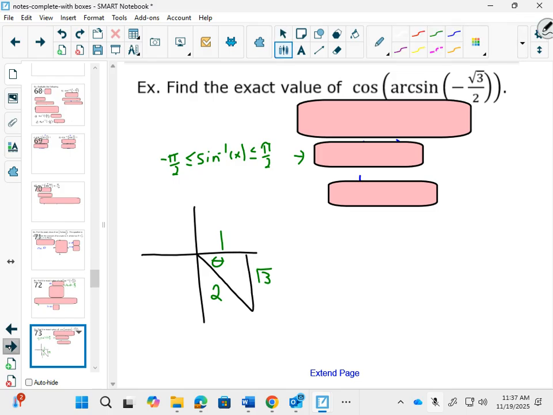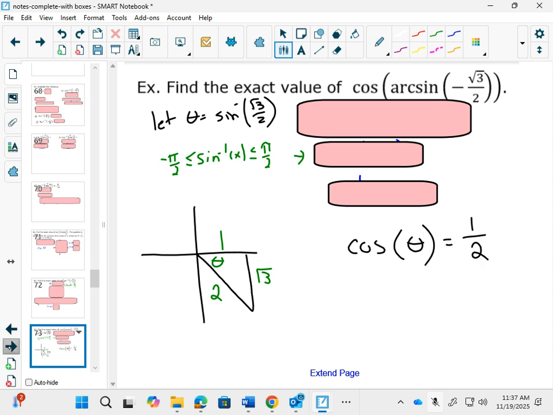So one of the things by doing this, if we let theta equal sine inverse of root 3 over 2, then this becomes what is cos of theta, right? And you look at your diagram, what's cos of theta? 1 over 2. Is it positive, negative in quadrant 4? It's positive. So we get our answer here is 1 over 2.